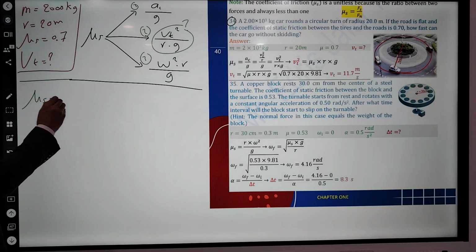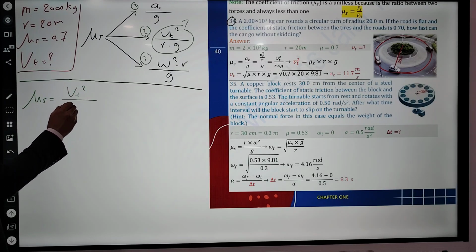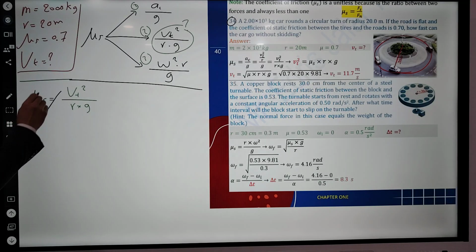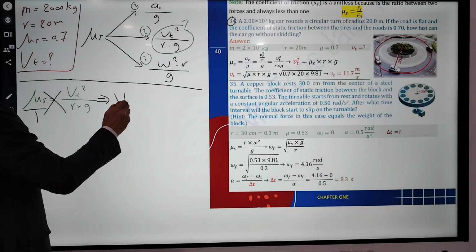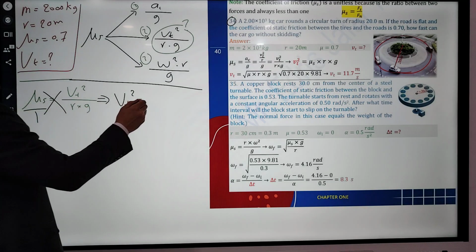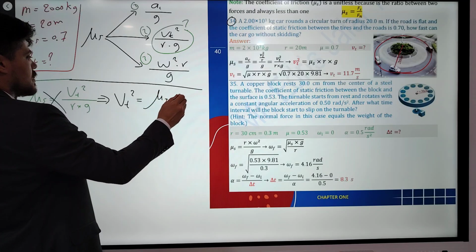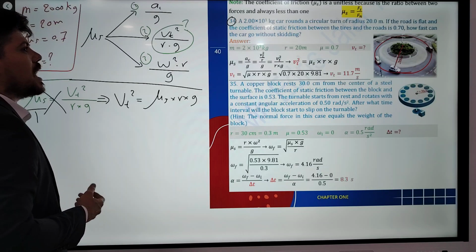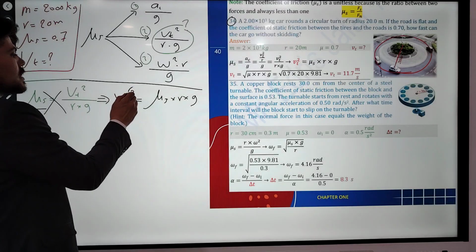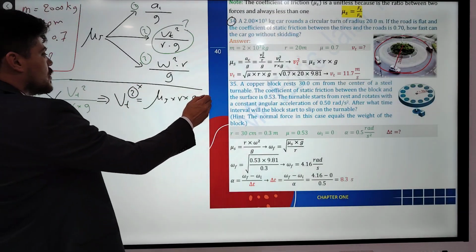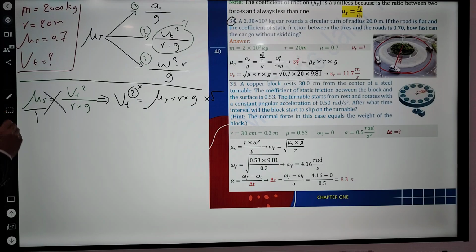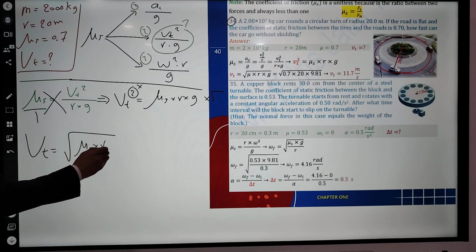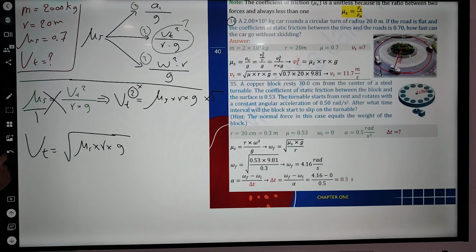Mu s is equal to what? Vt squared over R times g. If you cross multiply and rearrange the equation, Vt squared equals mu s times R times g. The question said find the tangential speed, how fast, not the square. So we have to remove the square. How can you remove the square? Take the square root. So Vt is equal to the square root of mu s times R times g.